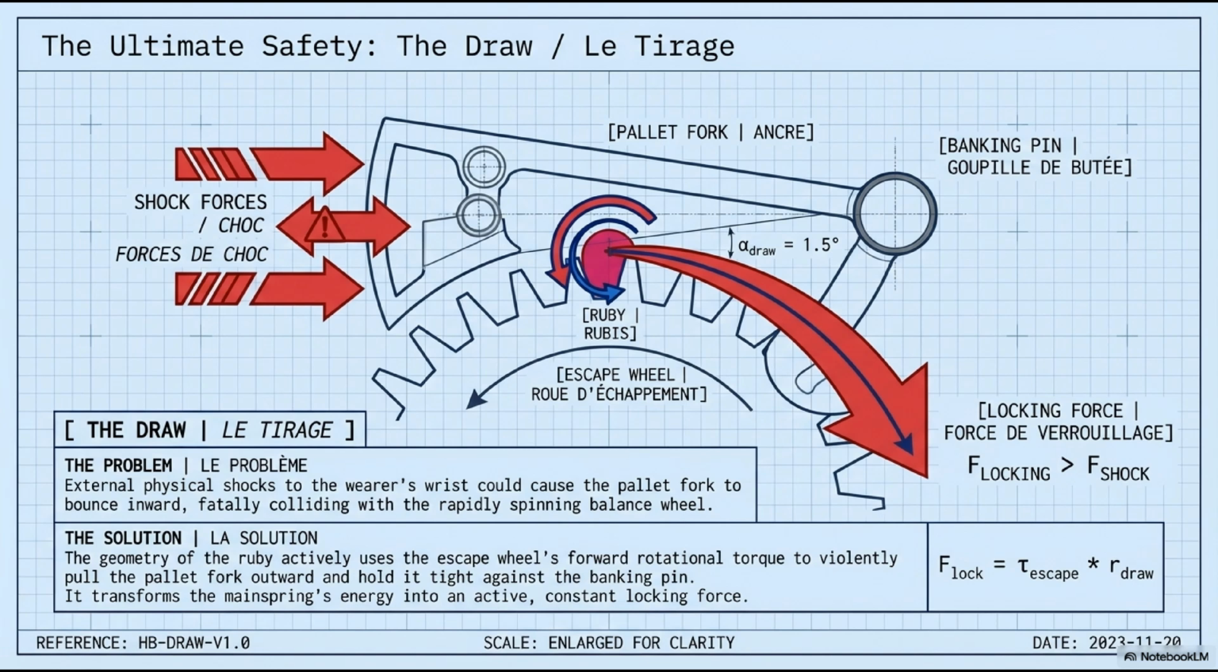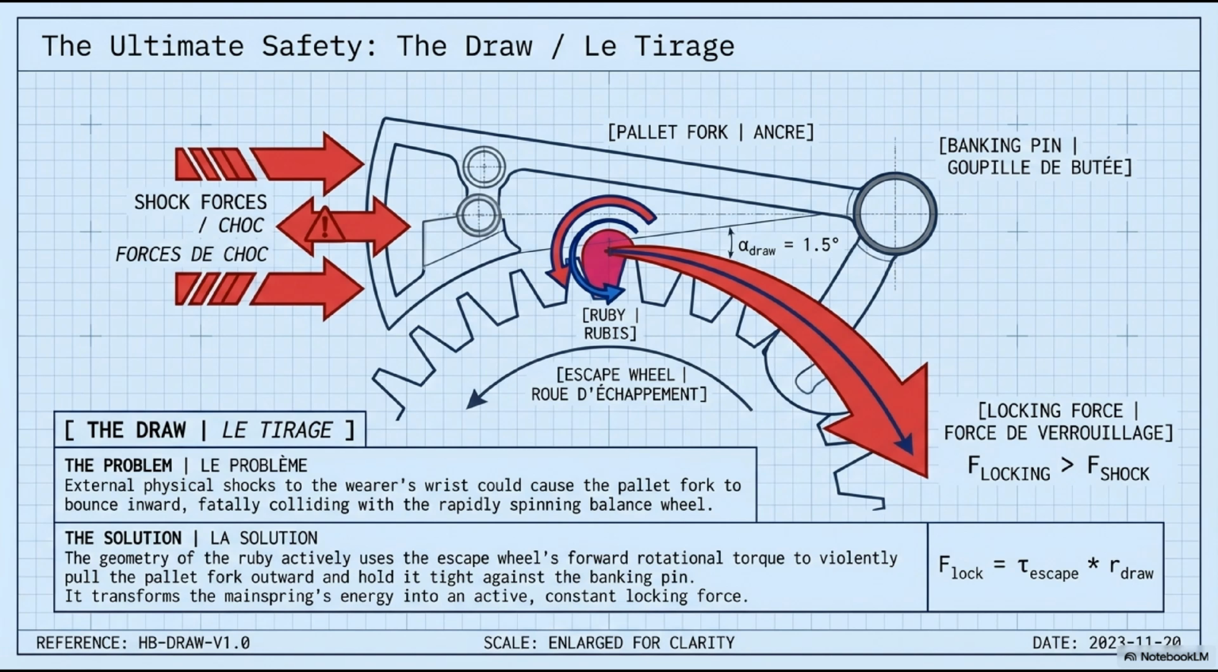The solution uses the geometry of the ruby locking face to convert the escape wheel's forward torque into a locking force on the fork. Here's the precise mechanism. The locking face is inclined at a specific angle, the draw angle, shown as alpha draw in this diagram. The escape wheel tooth presses against this inclined surface. Because the surface is inclined rather than perpendicular to the tooth's motion, the reaction force vector has a component that does not pass through the fork pivot.